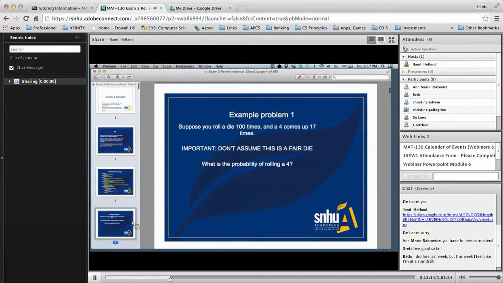Okay, starting with example problem 1. Suppose you roll a die 100 times and a 4 comes up 17 times. What is the probability of rolling a 4? What's important here is that you don't want to assume that this is a fair die. So what is the probability of rolling a 4?